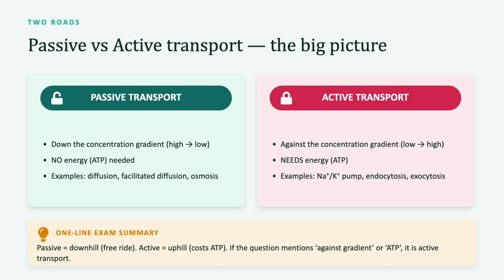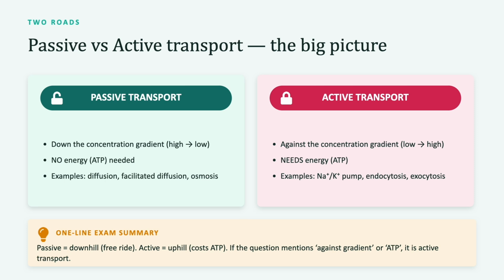Active transport is the uphill climb. Molecules are pushed against their concentration gradient from low to high, which takes energy in the form of ATP. The sodium potassium pump and bulk transport like endocytosis and exocytosis are active.